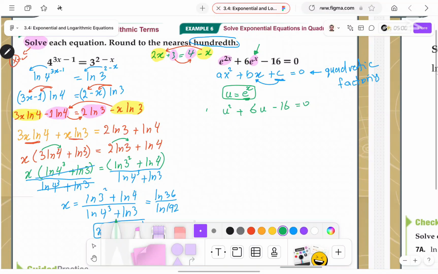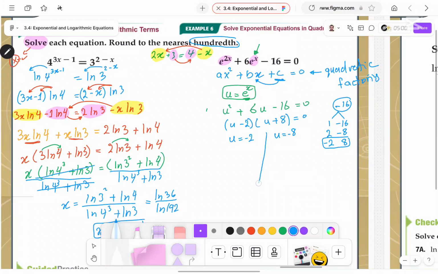Now this is a quadratic equation. So how can we solve it? What are the factors of negative 16 that can give me b? We know that 1 times negative 16, and 2 times negative 8, or we can say negative 2 times 8. This pair can give me positive 6. So we need to write now (u minus 2)(u plus 8) equal to 0. After I know these two values, I need to set each factor to zero: the first u is equal to 2, the second u is equal to negative 8.